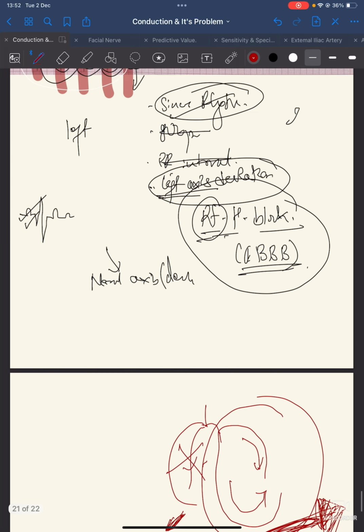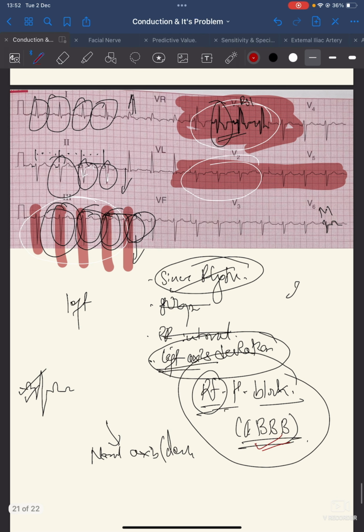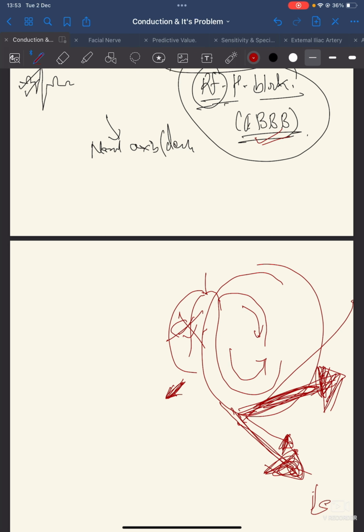And if this is the right bundle branch block, then the axis should have been just over here, not the left axis deviation, not so much. But it shows that the left axis deviation is much more. So what might be the cause? If this is already blocked, see over here, this is one and this is the other, this is contributing towards the left, this is contributing towards the right.